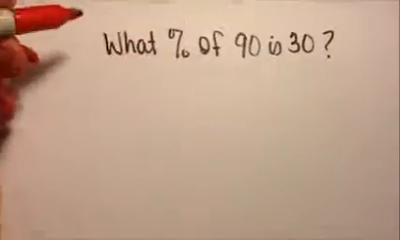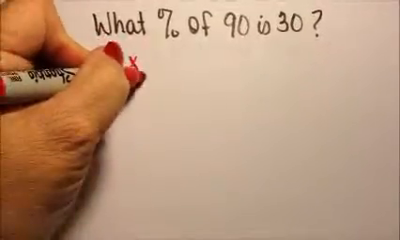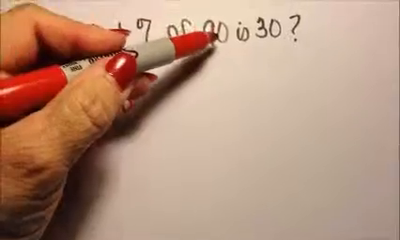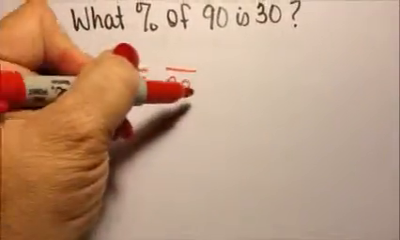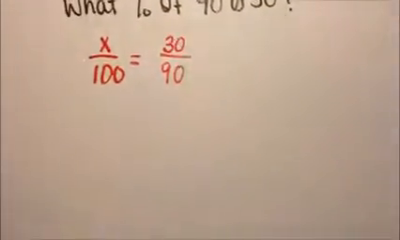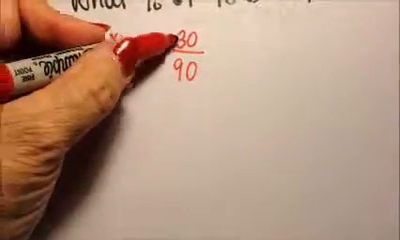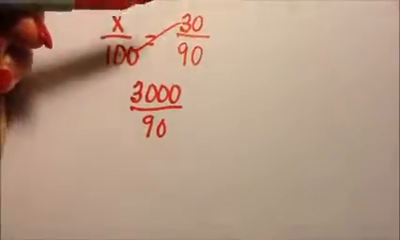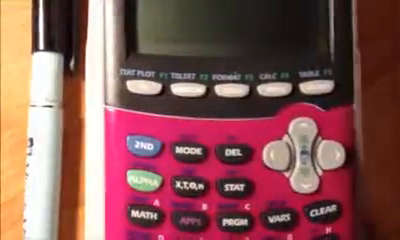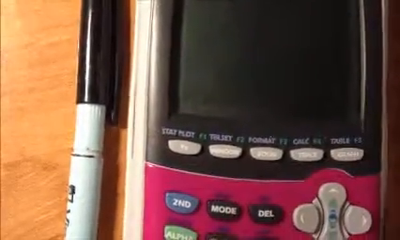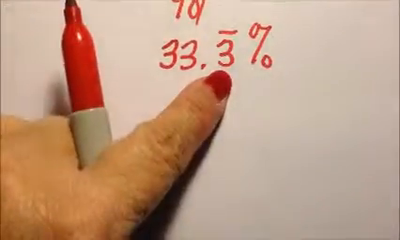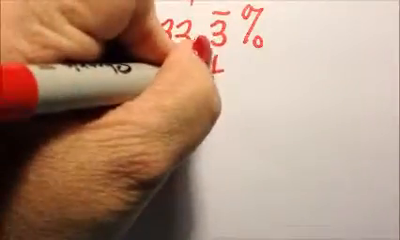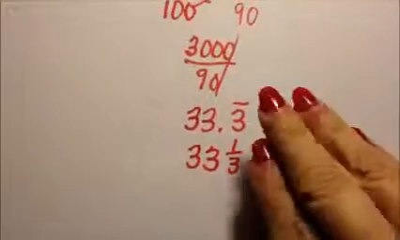Okay, here's another one. So we put the percent over 100, because I don't know what the percent is, so that's my x. What's after the word "of" is the total amount, so that goes with the 100. And then my 30 is the part. So then I do my cross multiplying, and I end up with 3,000 divided by 90. Okay? And then I actually have 300 divided by 9, and it is 33.3 repeating. Okay, now, remember we're not going to leave that repeating, so it's actually 33 1/3%.